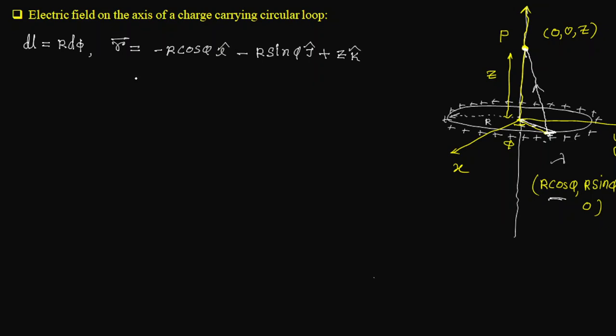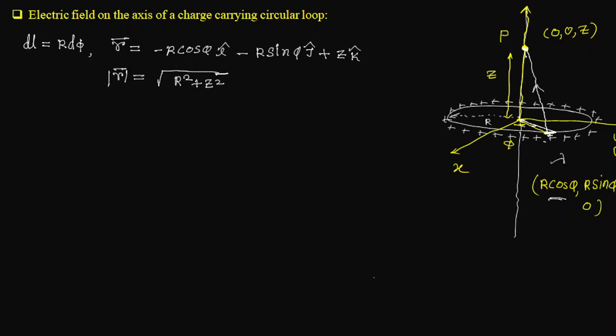Now we have to calculate the magnitude of this r vector. What will be the magnitude? You can see this is a right angle triangle formed by the origin, P, and the point where we have considered the elementary length. So from there we can write, or simply take the magnitude of this vector, and you will get r equals under root of r square plus z square.